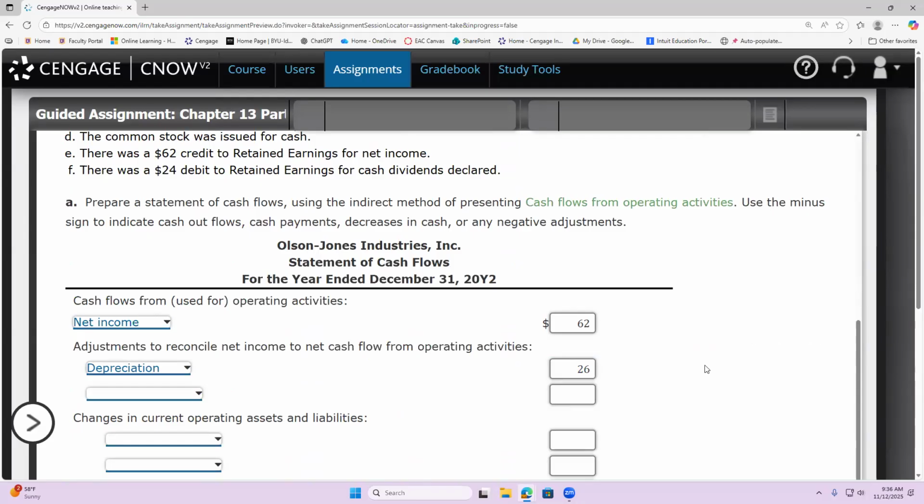Again, the reason why is depreciation expense reduces our net income, which is what we started with, but it doesn't reduce our cash during the period. That's why we add depreciation back in. If you're like, that doesn't make sense to me right now, just remember add depreciation back in.